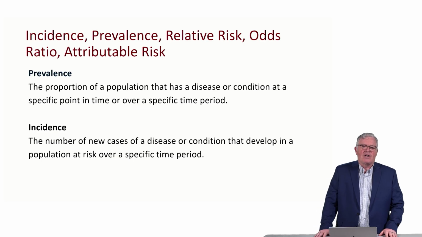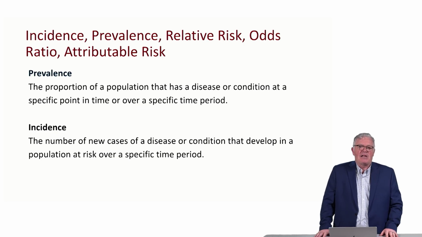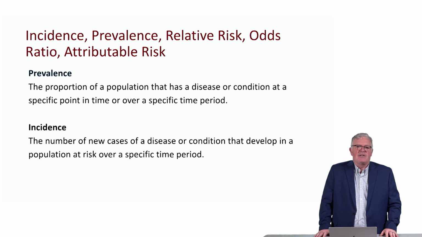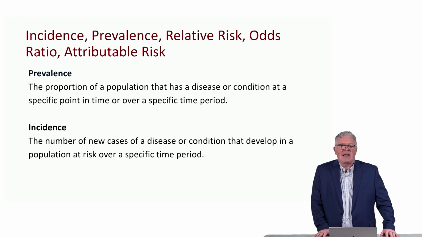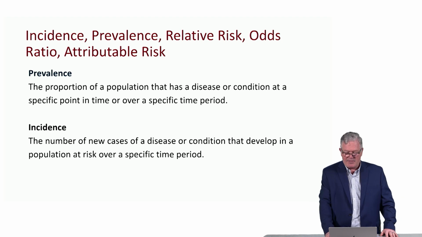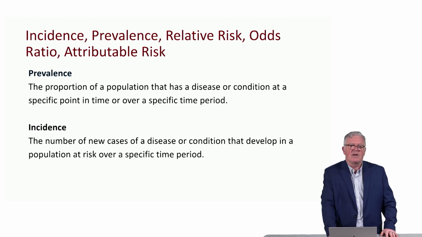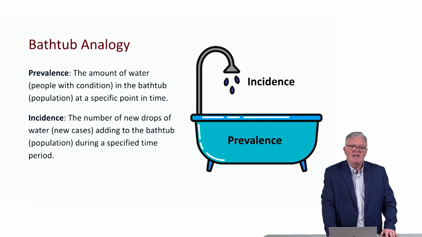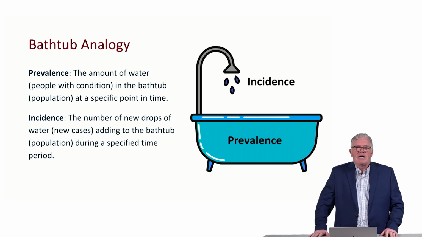So here we're going to cover a number of epidemiologic terms: incidence, prevalence, relative risk, odds ratio, and attributable risk. Prevalence is the proportion of a population that has a disease or condition at a specific point in time or over a specific time period. Incidence is the number of new cases of a disease or condition that develops in a population at risk over a specific time period.